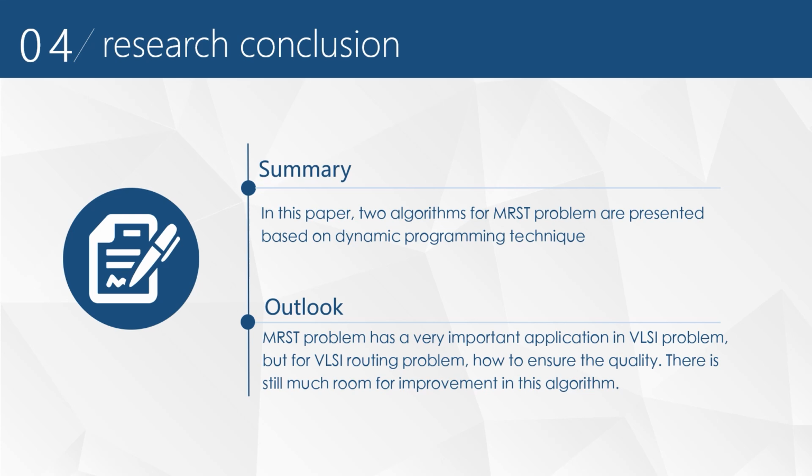With regard to the outlook in this direction, the linear Steiner tree has important applications in VLSI problems, but for implementing VLSI wiring problems, how to guarantee quality, so that the final wire is shortest and the running time is shortened, and the algorithm is stable. There is still a lot of room for improvement in this algorithm.